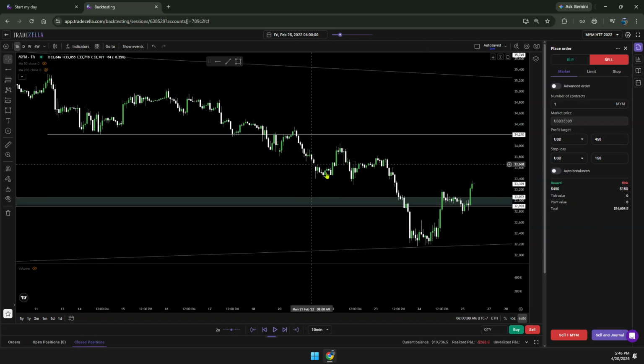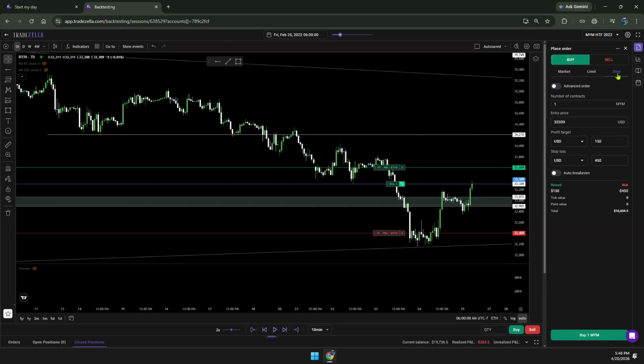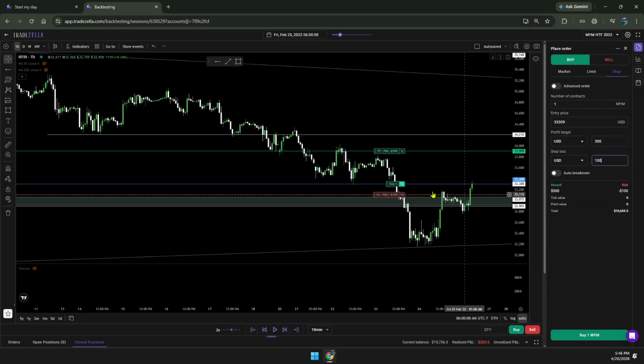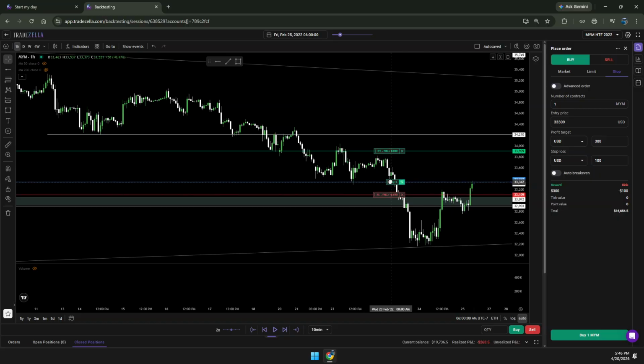What does that look like on the hour? Oh, look at that. We broke it. We've come back and retested it, and we're getting ready to take off first thing in the morning. So let's do this. We're going to do a buy stop. We're going to do 300 first. We start with my lower end and see what comes of it.